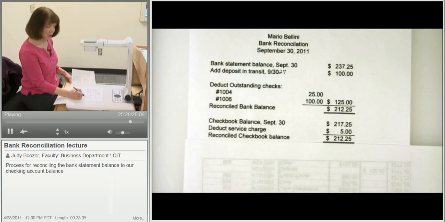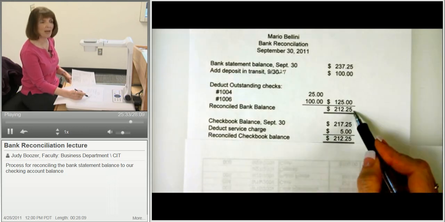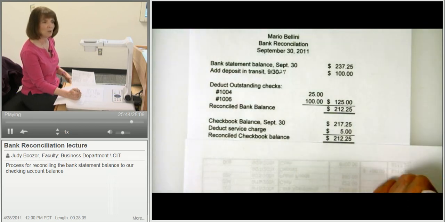Now the first thing you're going to do then is check to see if it agrees with your reconciled bank balance. And it does, so we can assume we have done things correctly. If it doesn't, you need to review things again to see something else that you may have missed. Now, my next question to you is, once this bank reconciliation is completed, what is your next step in this process?